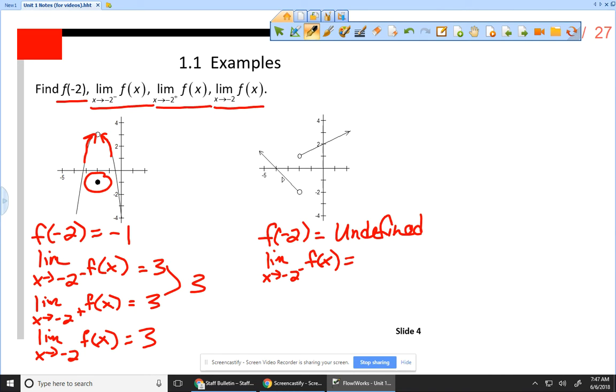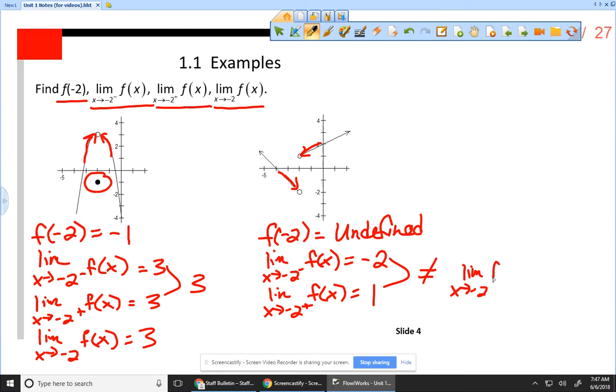All right, what about the limit as x approaches -2 from the left of f of x? All right, so we are moving towards -2 from the left. We can see we are approaching a y value of -2. What about the limit as x approaches -2 from the right of f of x? If we are moving from the right, we can see we are approaching a y value of 1. Those two numbers are not equal. Therefore, the limit as x approaches -2 of f of x does not exist, or we would write DNE.